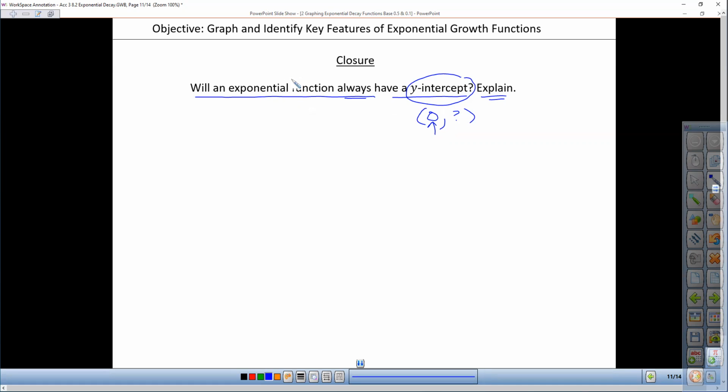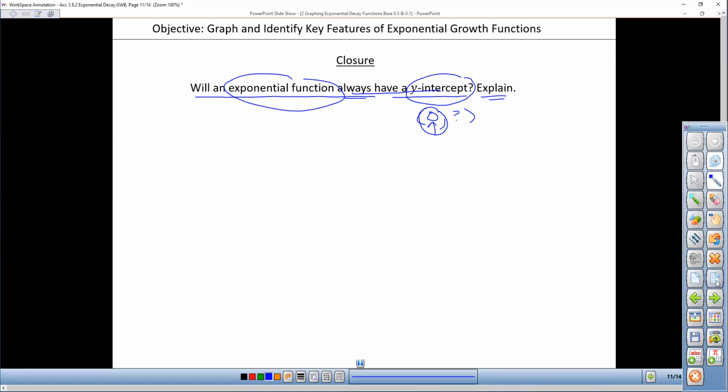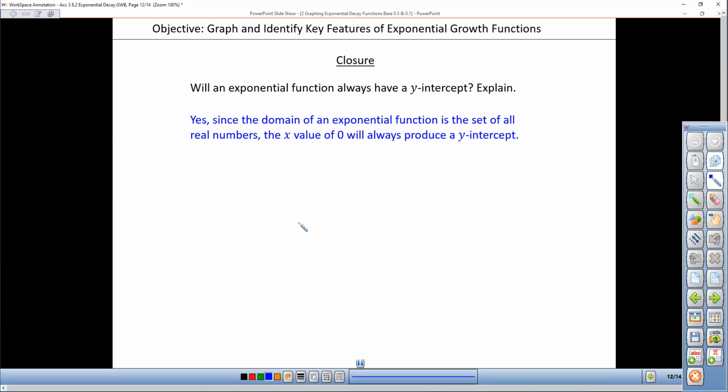So think about your exponential functions. What is the domain of an exponential function? The set of all real numbers. That means that 0 will always be in the domain. Therefore, we will always have a y-intercept. And so that reasoning becomes our explanation. Since the domain of an exponential function is the set of all real numbers, 0 is part of the domain, and an exponential function will always have a y-intercept.